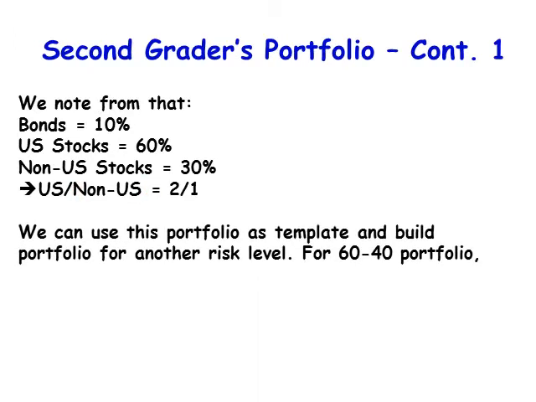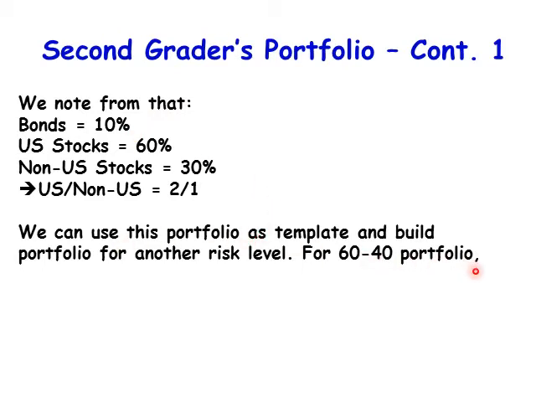Let's continue from here. We can use this portfolio as a template and build a portfolio for another risk level. 10% in bonds is taking high risk. It's a risk-return plot we had. So this is a riskier portfolio. That means 90% in stocks has a higher standard deviation. So we can tone down the deviation and still use this portfolio as a template.